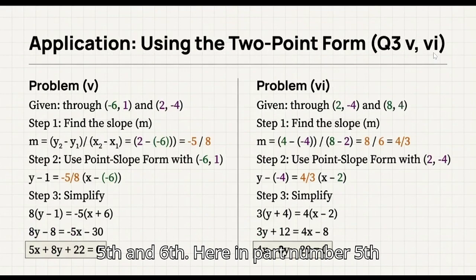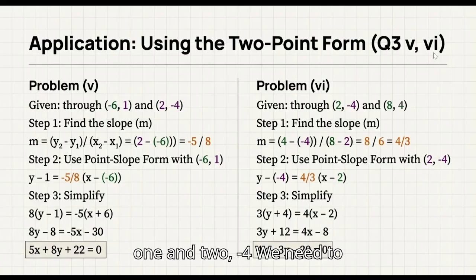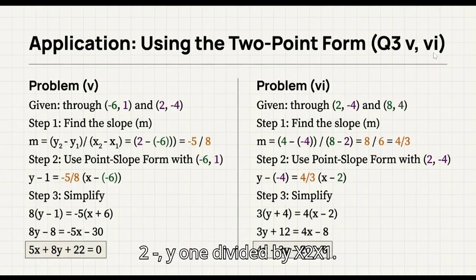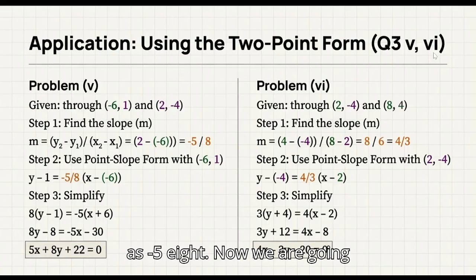Now we are going to move on to the 2-point form in question number 3, parts 5 and 6. Here in part number 5, we are given the 2 points (-6, 1) and (2, -4). We need to find the value of m, which is the slope. So firstly, we will use the formula of gradient, which is (y2 - y1) divided by (x2 - x1). Substituting the values, we get our slope as -5/8.